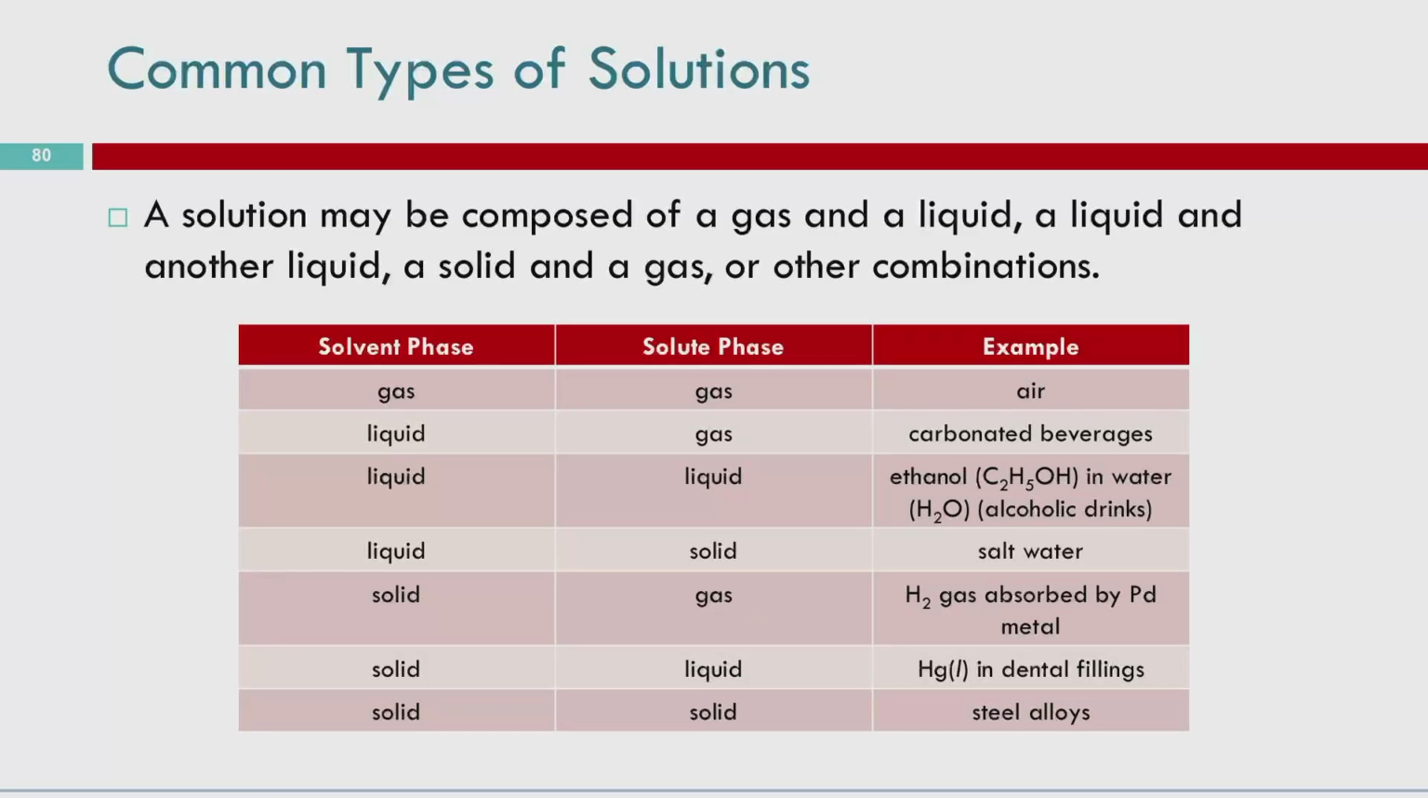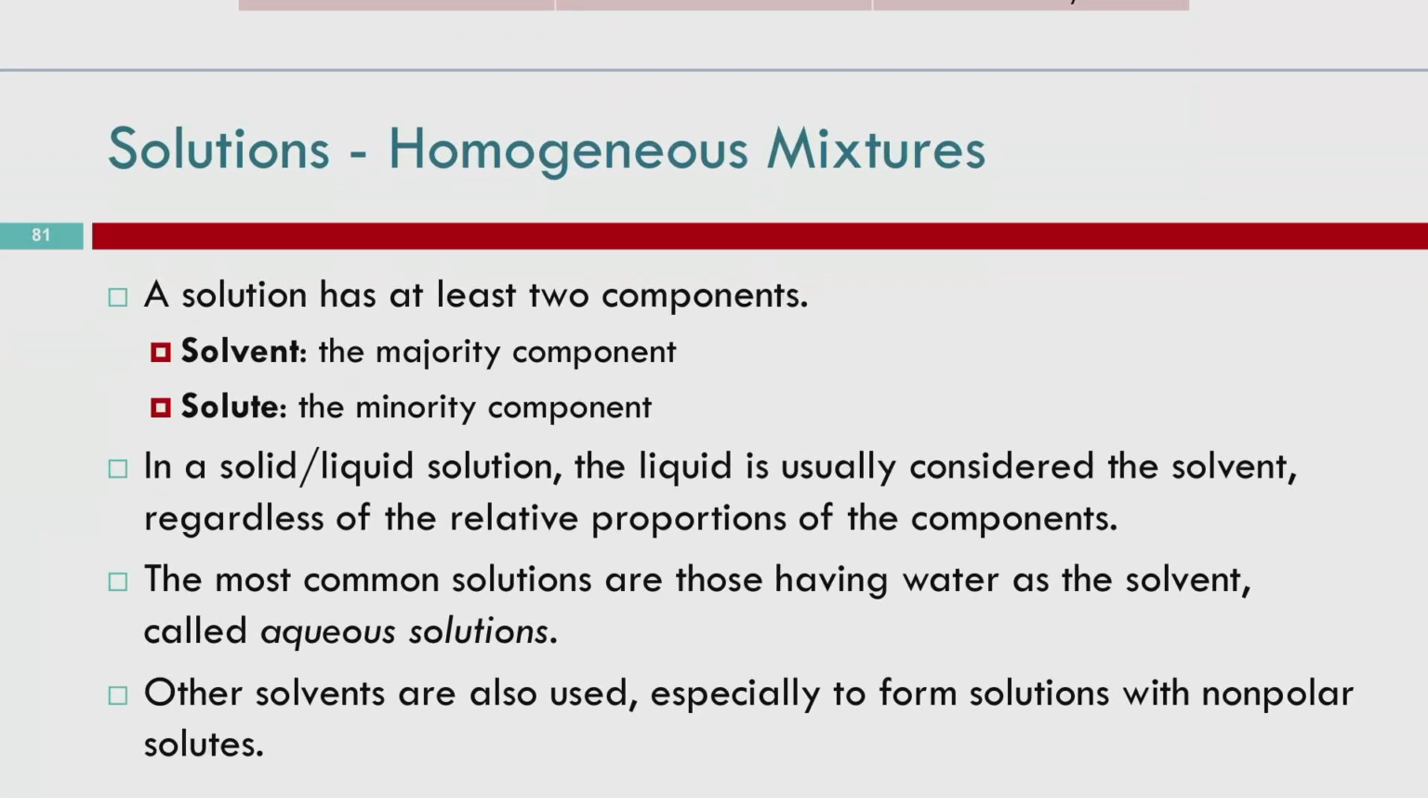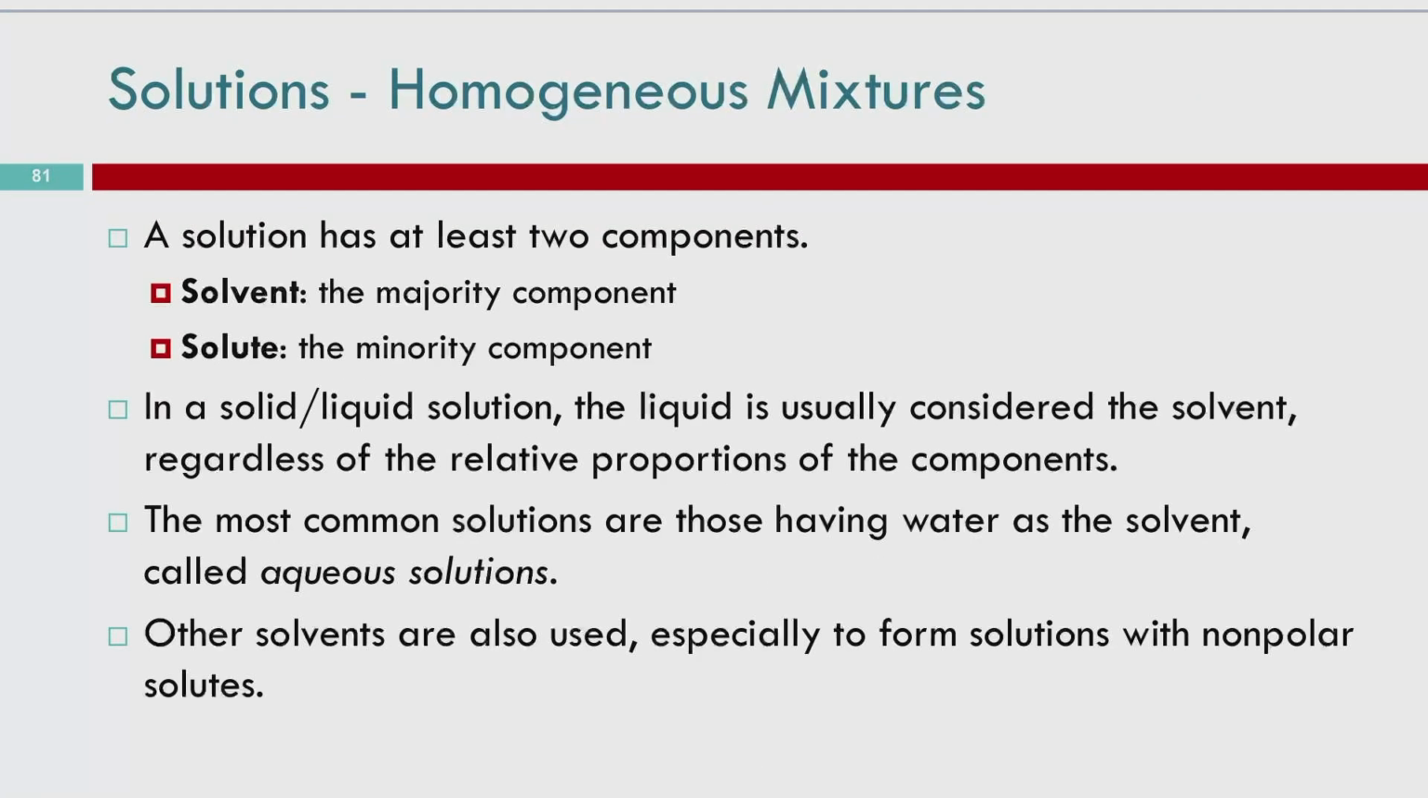So the whole point of this slide is just to let you know that there's lots of different types of solutions. We primarily think of one or two of these categories as solutions. A solution has at least two components. In order for it to be a mixture, you have to have at least two things. Otherwise, it's just a pure substance. So a solution has at least two components.